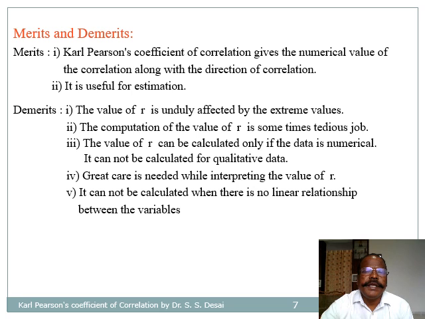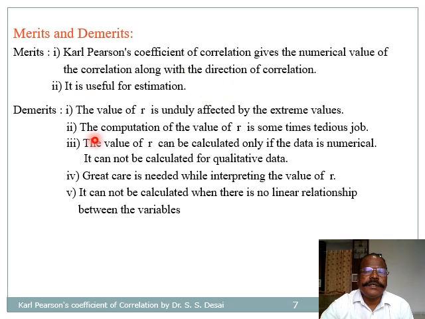Let us see the merits and demerits of r. Merits: Karl Pearson's coefficient of correlation gives the numerical value of the correlation along with the direction of correlation. It is useful for estimation.